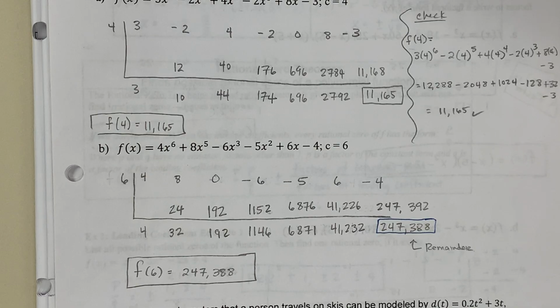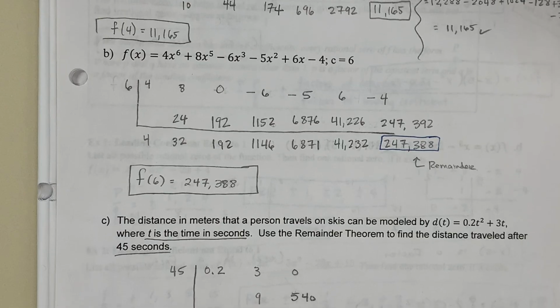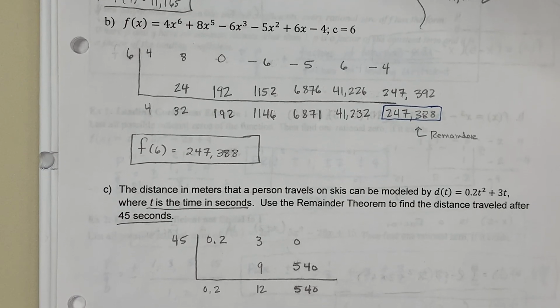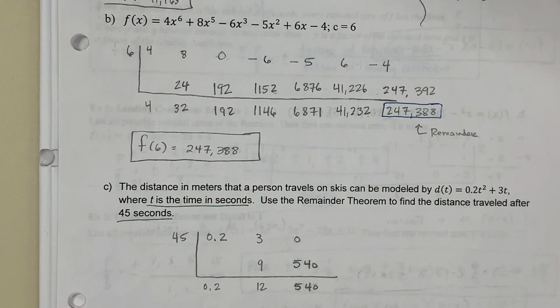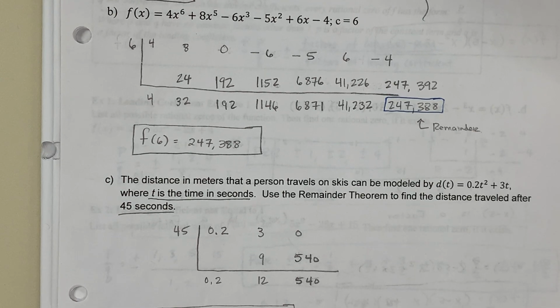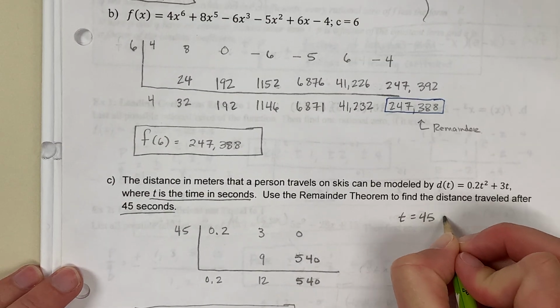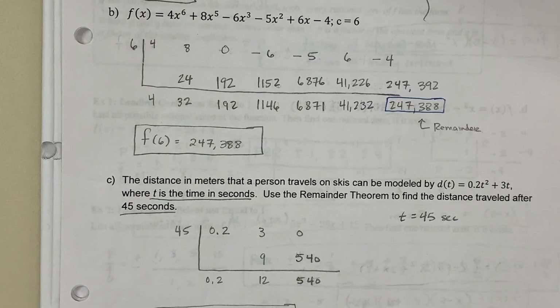Now for letter C, it says the distance in meters that a person travels on skis can be modeled by the formula d of t equals 0.2 t squared plus 3t, where t is the time in seconds. Use the remainder theorem to find the distance traveled after 45 seconds. So what we want is we need to evaluate when t is equal to 45 seconds. So we use 45 outside of our synthetic division.